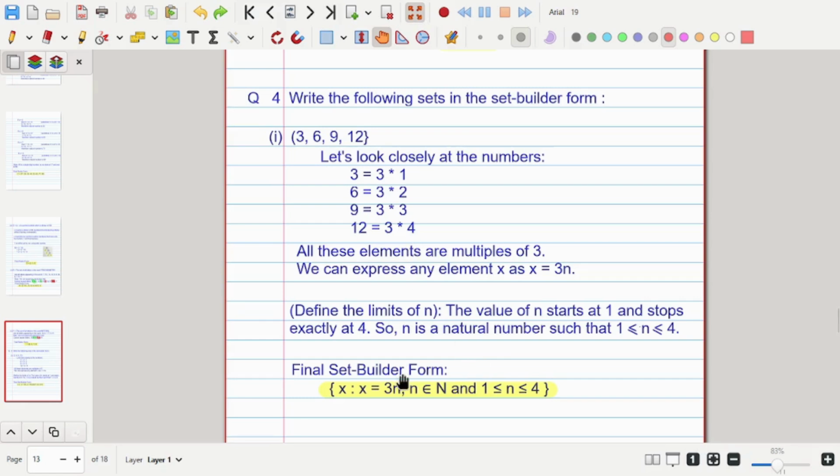So the set builder form contains the set of all x such that x is equal to 3n, our formula. This comma means where, where n belongs to natural numbers and n is greater than or equal to 1 and less than or equal to 4.